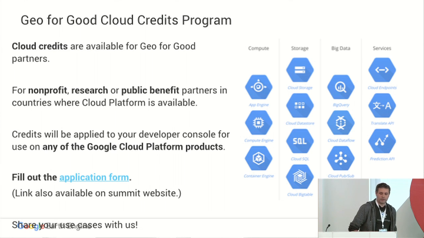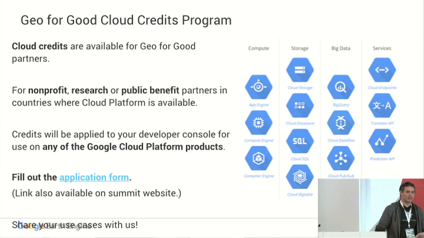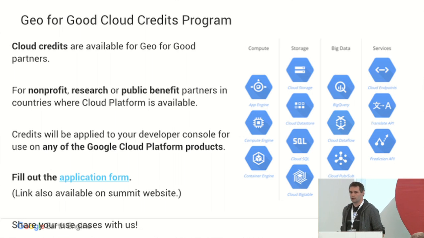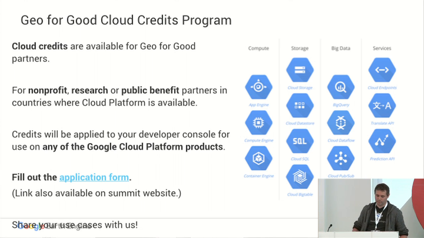And if you are in the nonprofit, researcher, public benefit arena, we do have a cloud credits program that might be able to cover your costs. There's an application form, and there's a link to it right off the Summit website, where you can apply for cloud credits to cover your use of cloud platform in your public benefit research project.